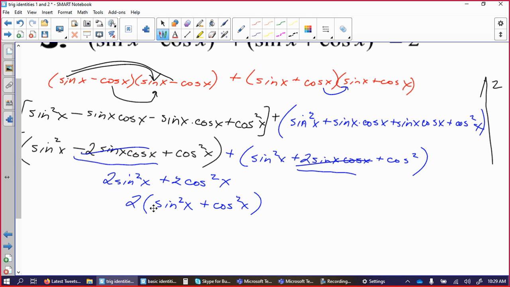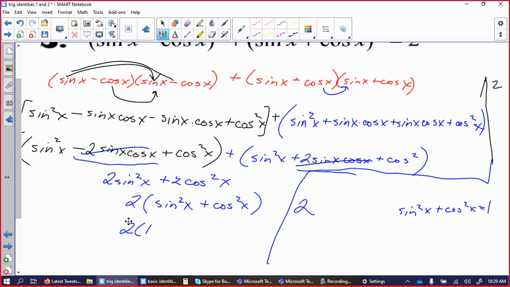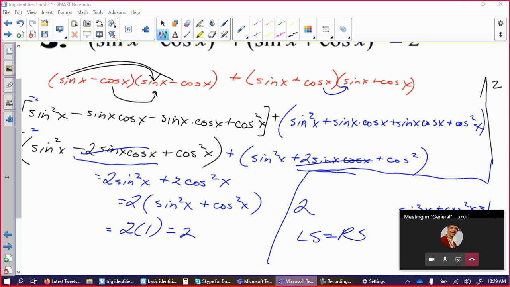The right side is still 2. We know that sine squared plus cosine squared is 1. 2 times 1 is 2. Does 2 equal 2? Most of the time. So far, so good. I think people are still here.